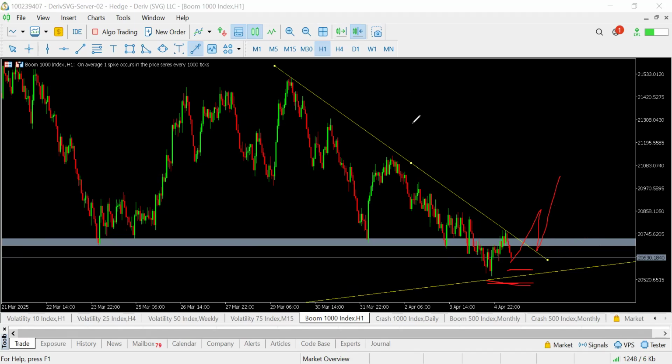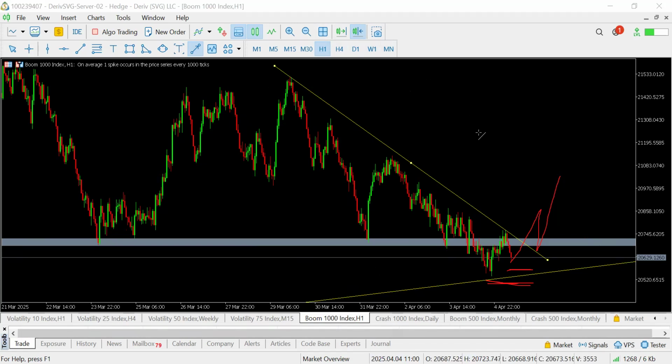So for the Boom pair, you can monitor it this week and see what happens. Once it breaks this trend line, you can enter immediately it breaks the trend line, or you wait for a retracement to be safe and then you hop in. So that would be our analysis or outlook for the Boom 1000.